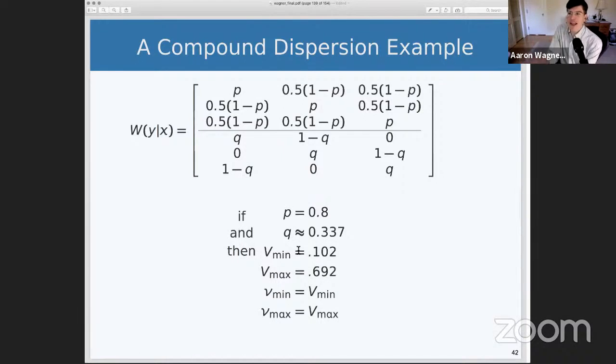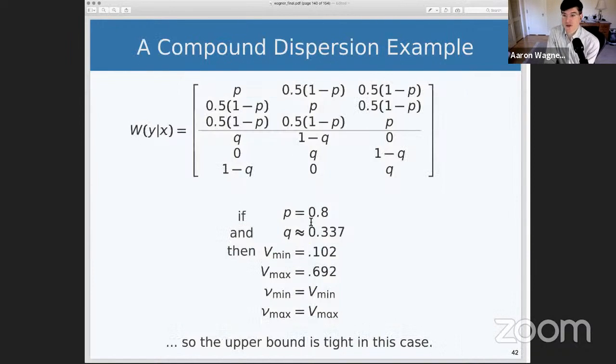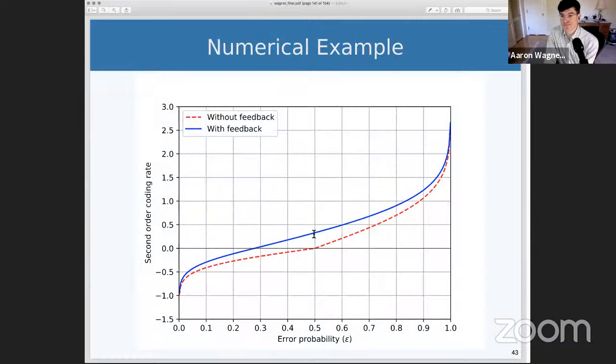So for this particular example, these quantities are equal, and so the upper and lower bound coincide, and so this blue curve is in fact exactly the second order coding rate with feedback for this channel. It doesn't always happen. You can construct compound dispersion channels where the upper and lower bound differ, but for this particular example, they're the same.